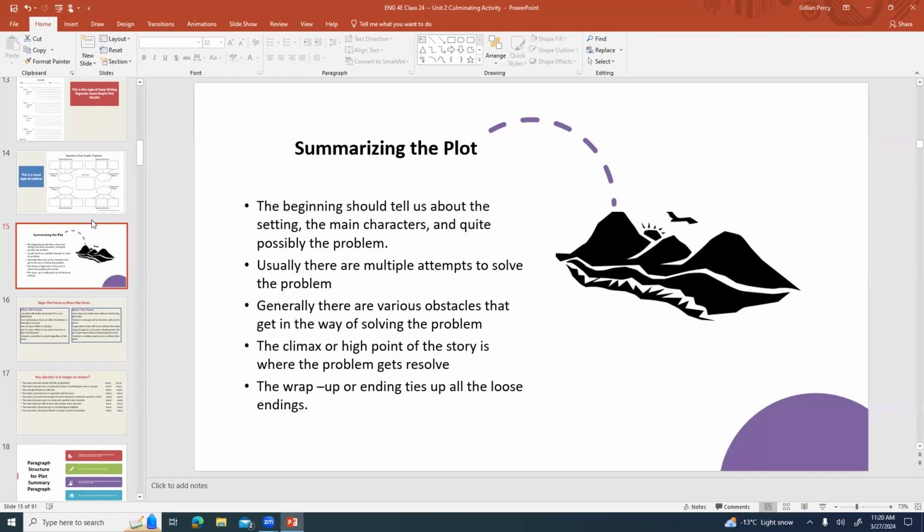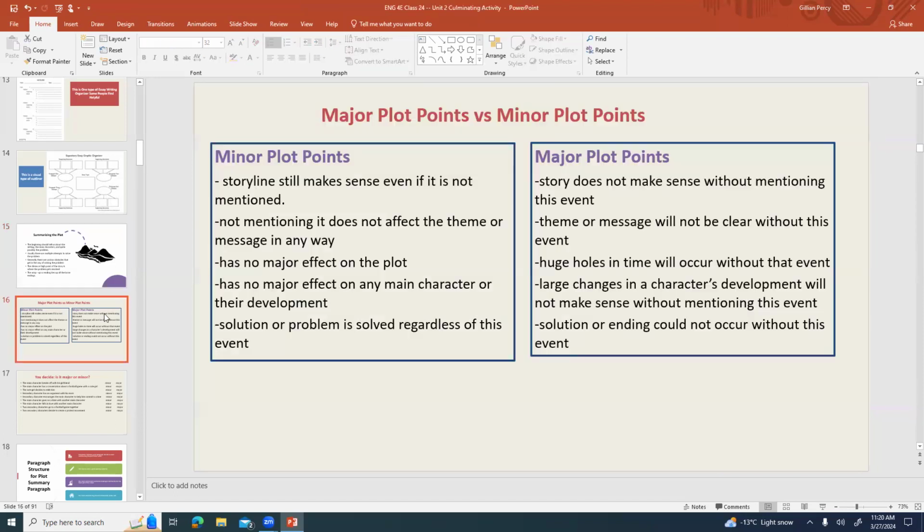And then the ending wraps up or ties up all the loose ends, the loose storylines. In a big novel, there's often not just one main idea, there's often little tiny plots going on. And usually the wrap up will tie up all those things too. We often talk about a story mountain or a plot where it starts off small and gets bigger and then goes small again. So that's why we've got the little mountain there. Sometimes people aren't sure what is a major plot point versus what is a minor plot point.